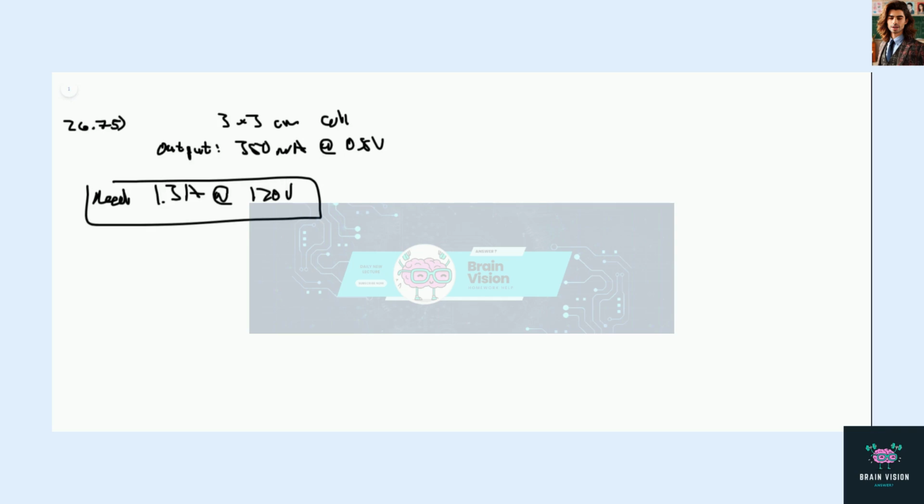Okay, so to build up a higher voltage, we know we put the cells in series. And if we need 120 volts from a series of cells, and each cell is 0.8 volts per cell, we just divide that and we see that we need roughly 150 cells to provide the voltage. Since all of these cells are in series, they're all going to have the same current going through them, with a current of 350 milliamps.